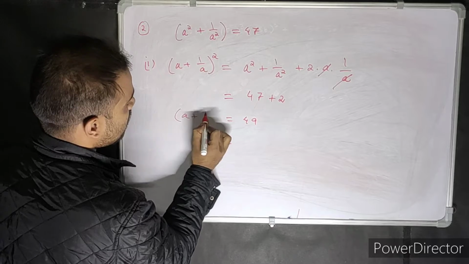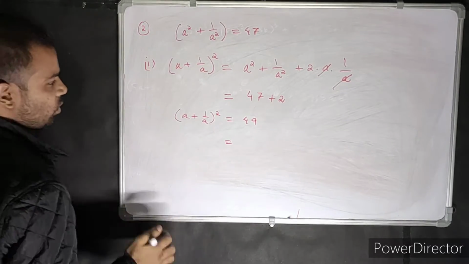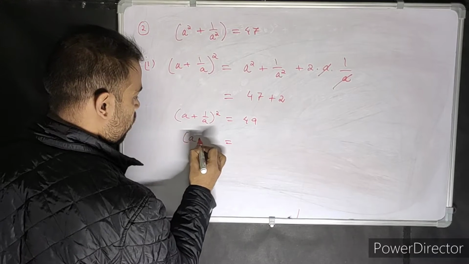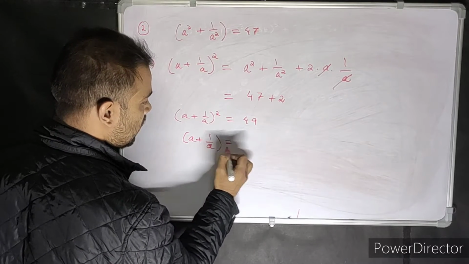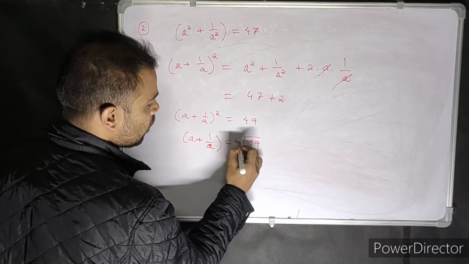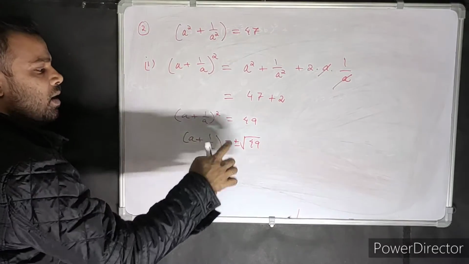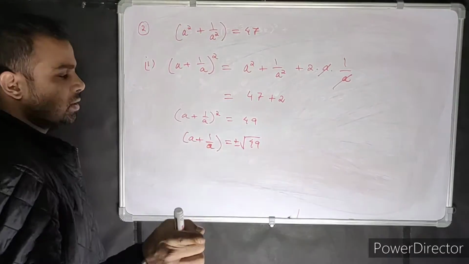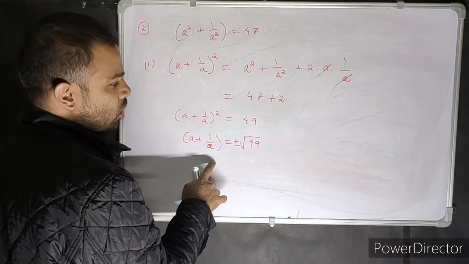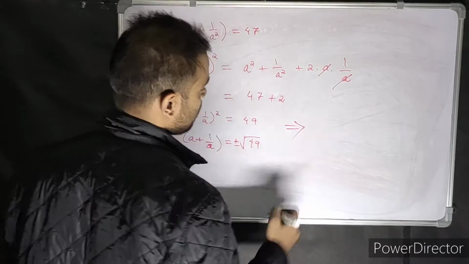This till here it is, sorry, a plus 1 by a is whole square. Now a plus 1 by a will become root over of 49. As you write this as a root over, you make sure you put plus minus. Now some of you make a mistake. You put a square here and a root over here. Now that is a mistake. Make sure you don't do that. Okay. Basically, the actual calculation is this.